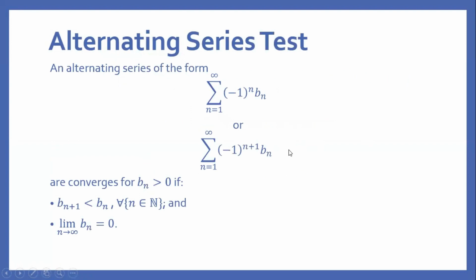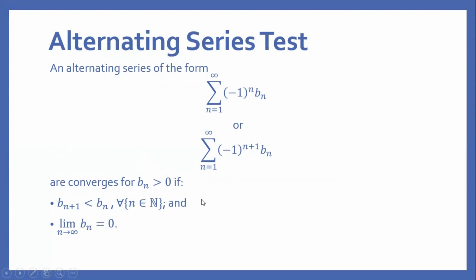So, sa alternating series test, an alternating series of the form, ayan, the summation of negative 1 raised to n times b sub n from n equals 1 up to infinity, or the summation of negative 1 raised to n plus 1 times b sub n from n equals 1 up to infinity converges if b sub n is greater than 0, if b sub n plus 1 is less than b sub n for n in the natural numbers, and the limit of b sub n as n approaches infinity equals 0.